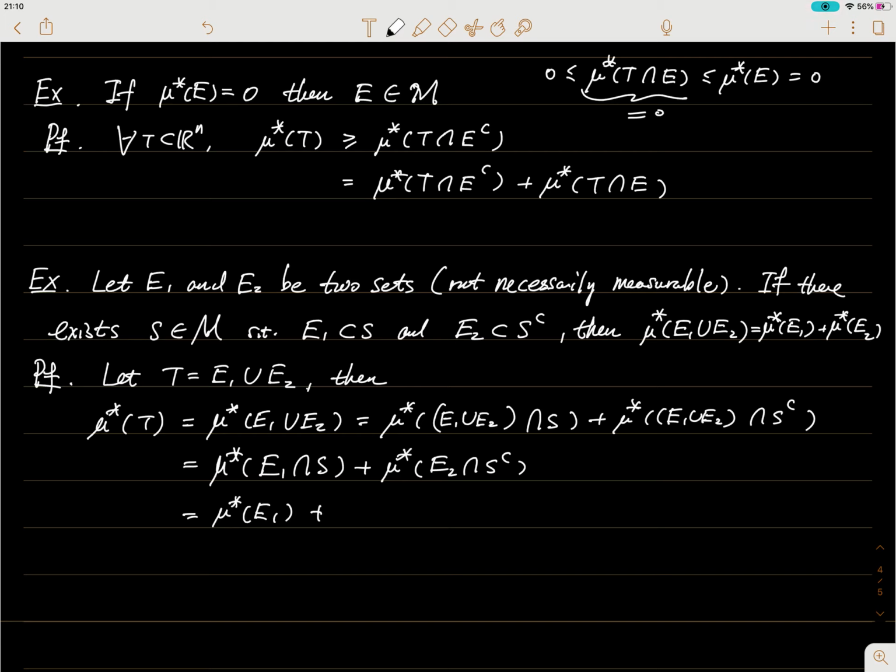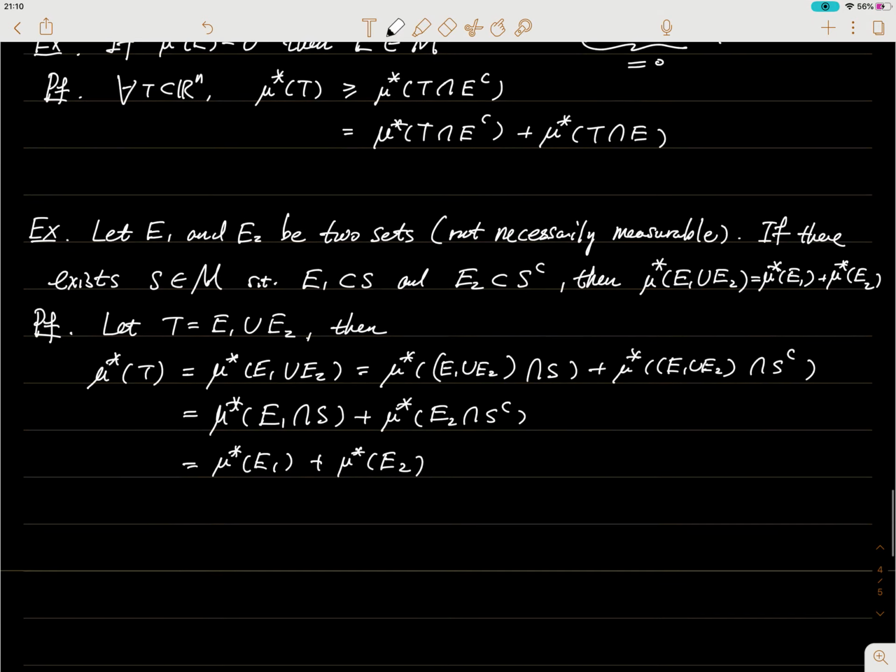And similarly, for the second term, because E2 is in S complement, the intersection of the two is just E2 itself. That's how we prove that this is just equal to this. Okay, so the additivity of the outer measure works on this union of E1 and E2. Although E1 and E2 themselves may not be measurable, they still have this.